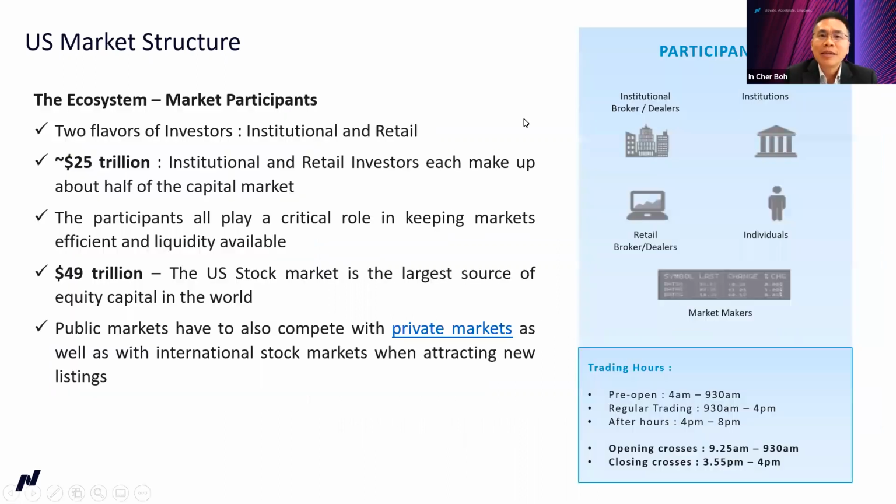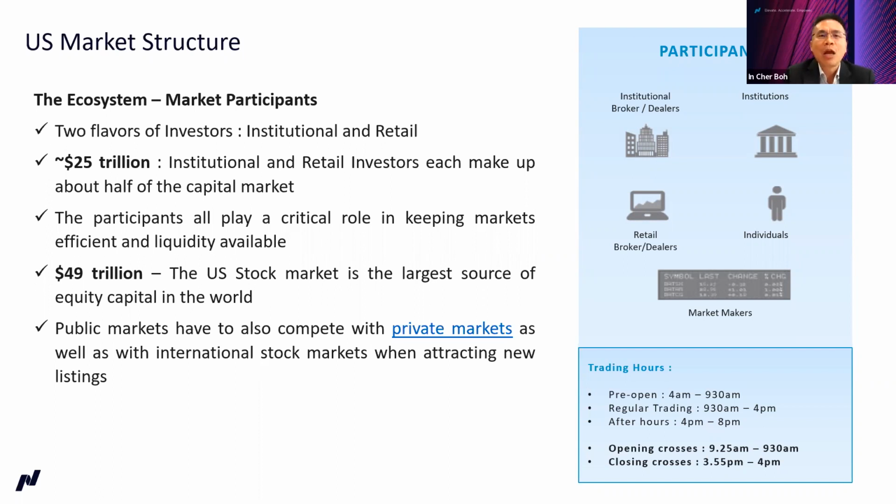Like most markets, investors participating in the US market come in two main flavors: institutional and retail. Data suggests they both have around the same capital to invest, approximately $25 trillion each. Other owners of equities include hedge funds, banks, market makers, arbitrageurs, family offices, pension funds, and foreign investors who hold US equities for investment, risk management, or trading purposes. Although each of these participants has different objectives, they all play a critical role in keeping the markets efficient and liquid.